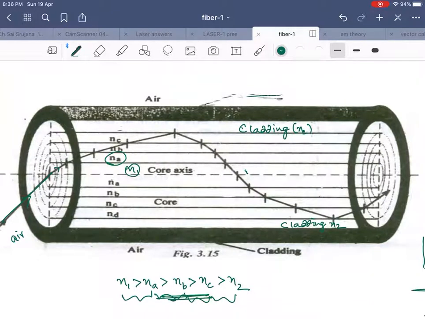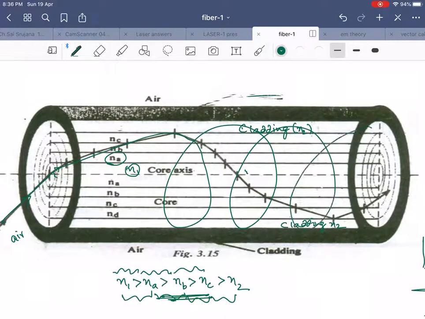Now the process is reversed. The ray travels from Nc to Nb, from a rarer medium to a denser medium, so it bends towards the normal. Later it travels from Nb to Na, from a rarer medium to a denser medium, and it bends towards the normal. And then it travels from Na to N1, again from a rarer medium to a denser medium, and it bends. In this way the ray travels in a helical path. At each total internal reflection it does not cross the axis. Such rays are called skew rays.